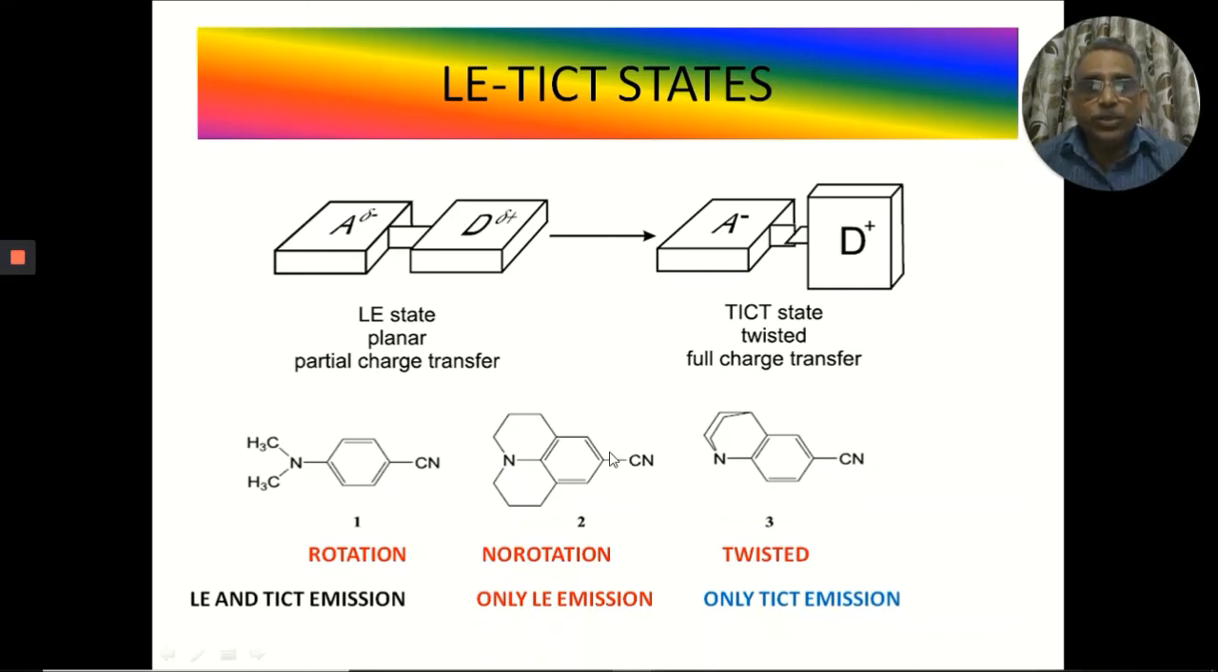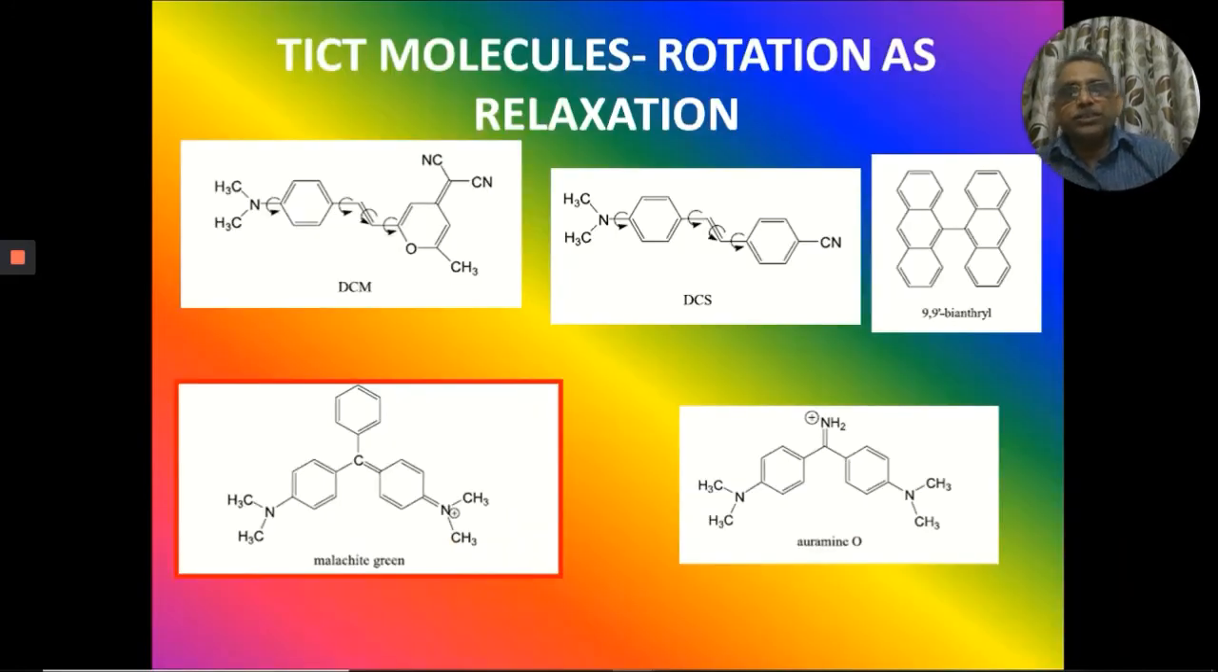So you can nicely establish that the presence of rotation always gives you new electronic states and new emission. In turn, one can observe this. Now if you make a large number of TICT molecules, it is known for other groups of molecules like DCM, DCS, and symmetric aromatic molecules like anthracyl and malachite green.